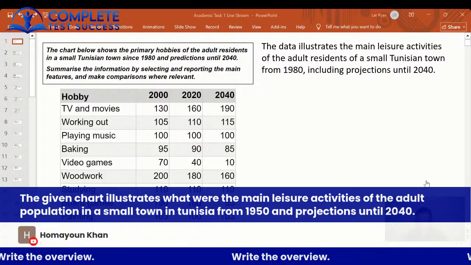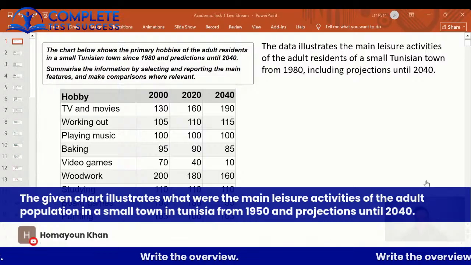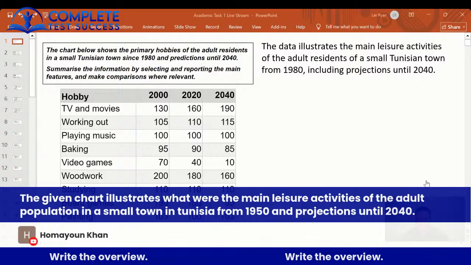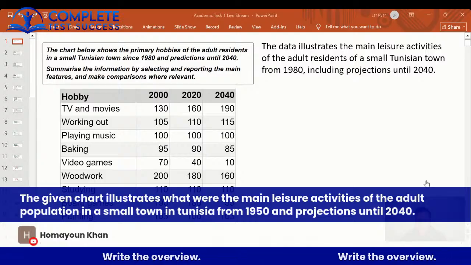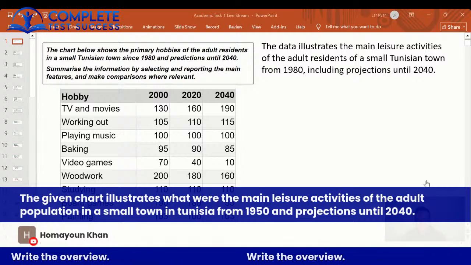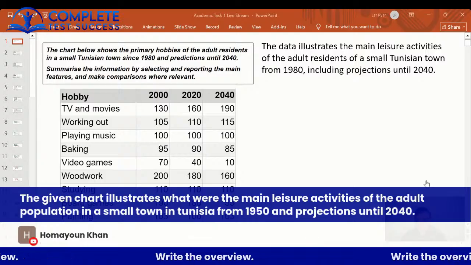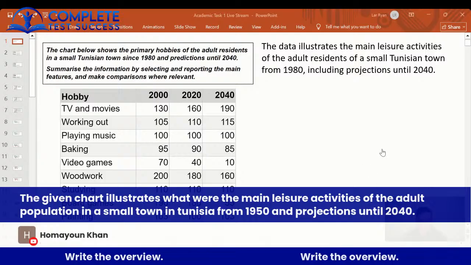Humayun. The given chart illustrates what were the main, so we wouldn't have that, it would be what the main leisure activities of the adult population were, not what were the main. So the word were has to go after population. Everything else is good. In a small town in Tunisia, Tunisia needs to be a capital T, from 1950 and projections until 2040. So I don't know where you got 1950 from. I know I made a mistake in the question, but you'd either say from 1980, because that's what the question said, or from 2000, because that's what the graph says, but 1950 is definitely wrong.